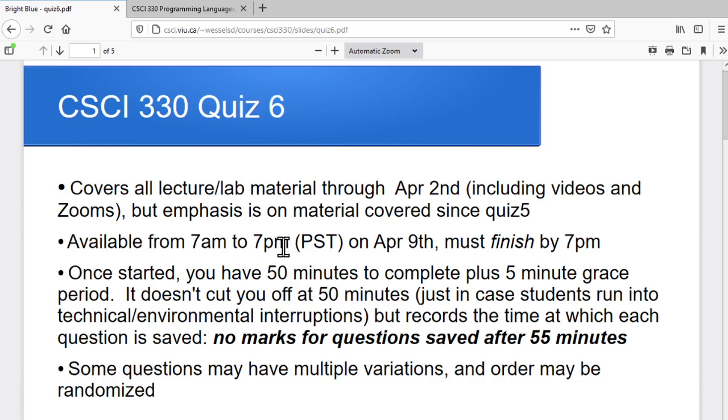Usual rules, available 7 a.m. to 7 p.m. Nanaimo time. You have to finish by 7 p.m. You've got 50 minutes to complete it, plus that 5-minute grace period.